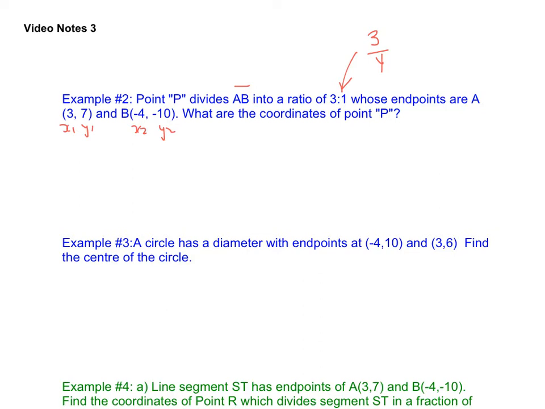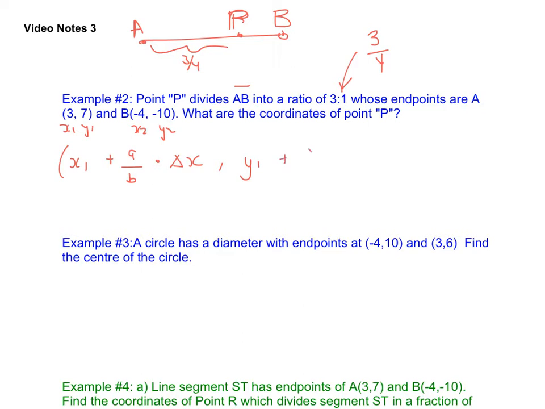In this case, we can't use midpoint because we have a point that's 3/4 along the line. So we have a point A and we have point B, and we're looking for point P, which is 3/4 along the line AB. So we need to use the point of division formula, which looks like this, if you remember. x1 plus a over b times change in x, y1 plus a over b times change in y.